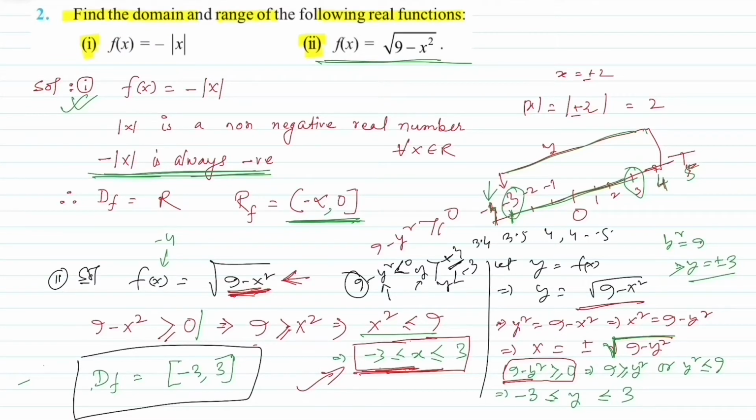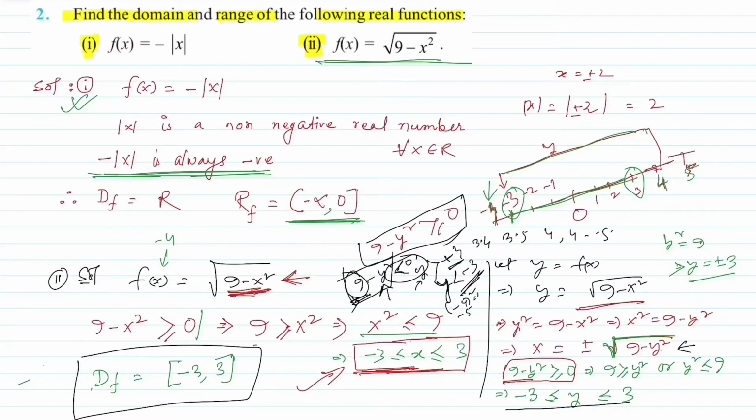Similarly, if you take any value of y which is less than minus 3, that means minus 4, minus 5, then also the value of y square will be greater than 9. On squaring, these negative numbers will be positive again, isn't it? And 4 square is 16, which is already greater than 9. So in that case also 9 minus y square will be less than 0. But in this case 9 minus y square is greater than 0. That's why we can only take these values of y.